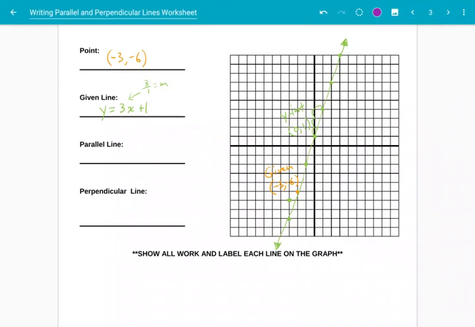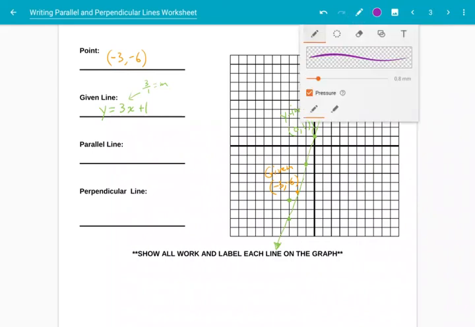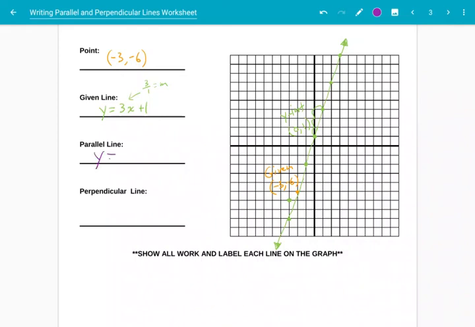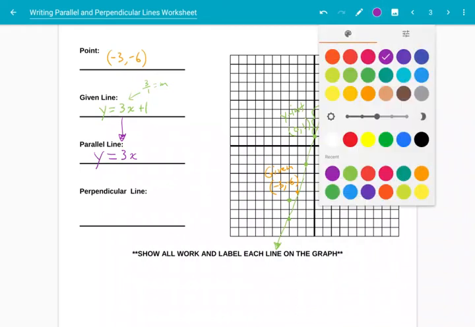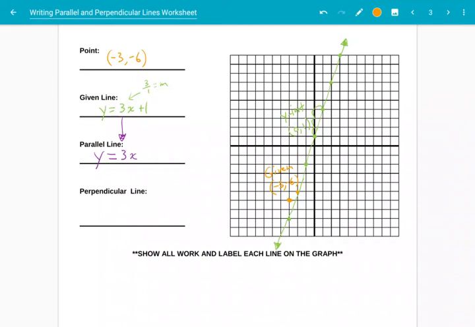All right, parallel line, same slope. So I'm just going to copy that down there. 3, and then x. And I just need to find the y-intercept. So I'm going to start at the given point, which needs to be this color, and go up 3, 1, 2, 3, and over 1. This is really close, but that's okay. And then I'll go down 3 and over 1. Okay, so here's the line through the given point.